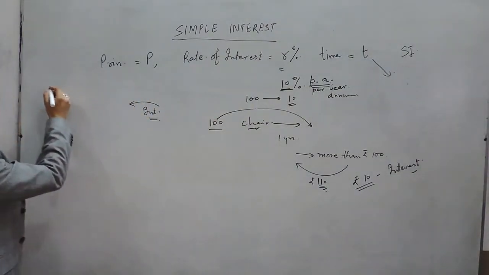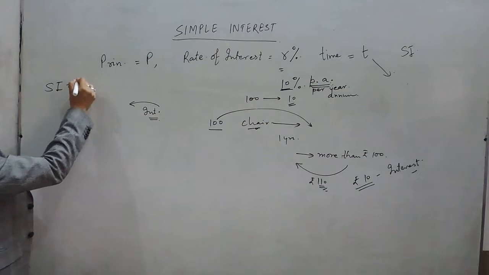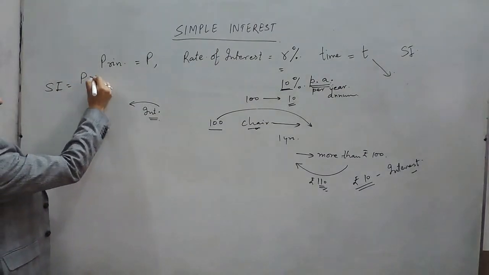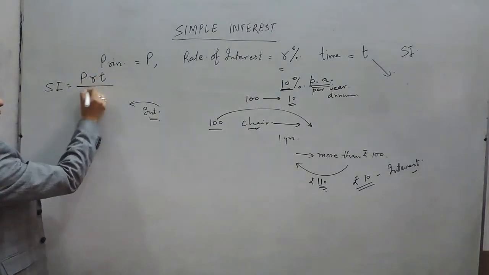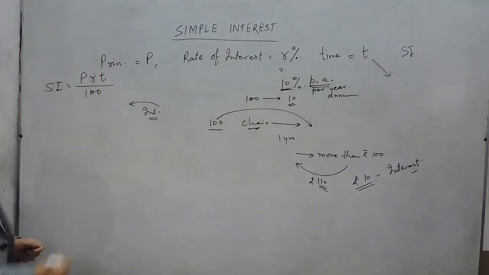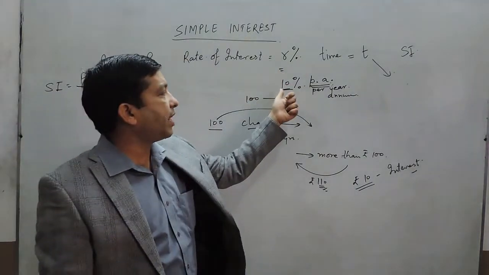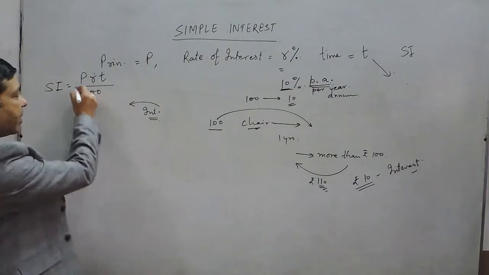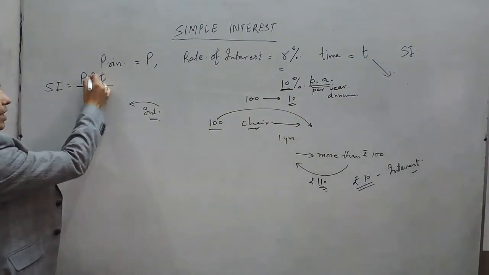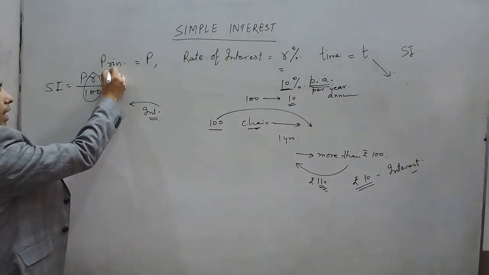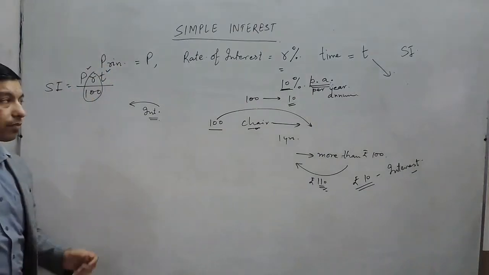So there is a simple formula: simple interest is equal to principal into rate into time upon 100. Because I already told you the rate is given in percent, that actually means upon 100. So this is the rate percent, this is the time, and this is the principal.